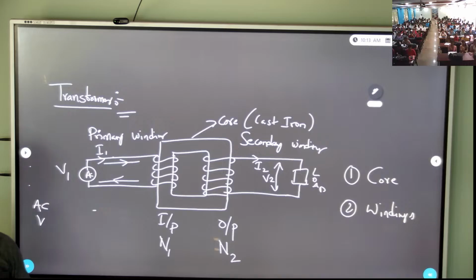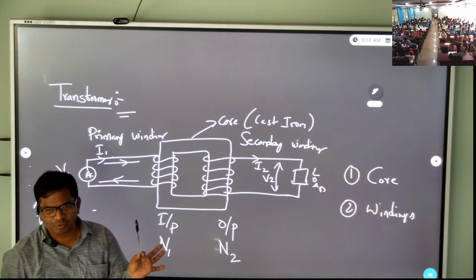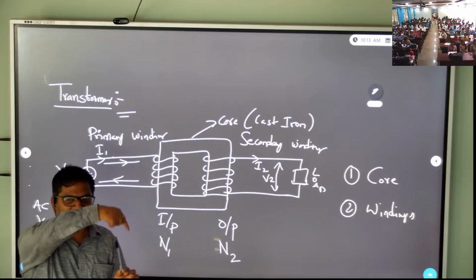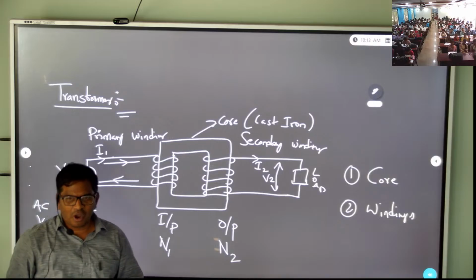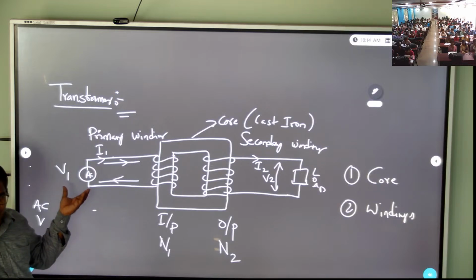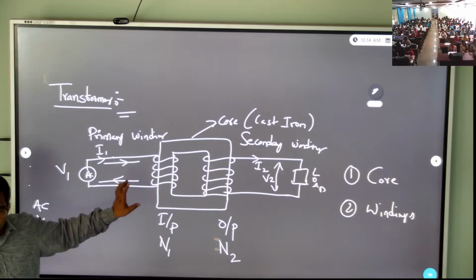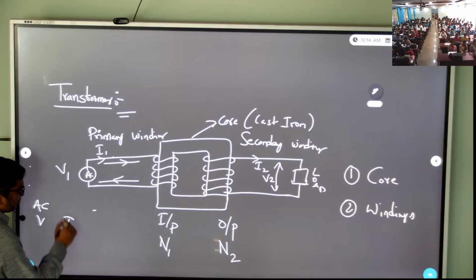What is available here? It is the iron core, and we are winding N1 turns around the cast iron piece. How many turns? N1 turns. Now whenever we apply the AC supply, because of the closed circuit of the winding, a current I is flowing. So this I is also AC.